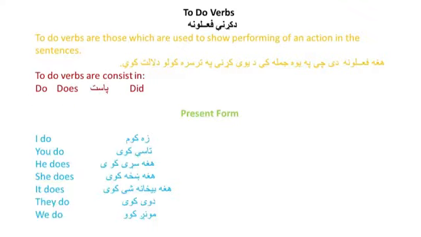To do verbs. To do verbs are those which are used to show performing of an action in the sentence.